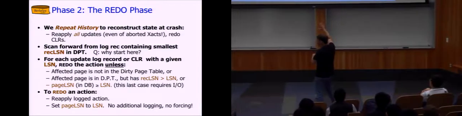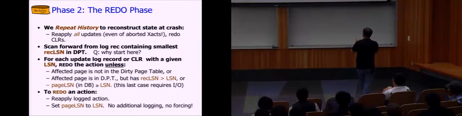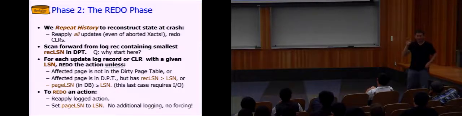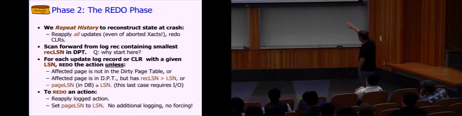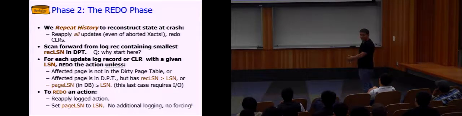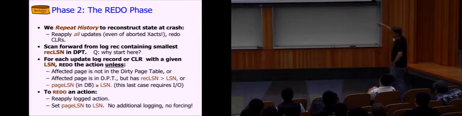Okay, so we're in redo now. You see a page that's not in the dirty page table, and you say, at checkpoint time, that page was already flushed to disk, so I don't have to redo it. Or you see something in the dirty page table that was dirty at a later time than the current log record. Again, my current log record's update had been flushed to disk at the time of checkpoint, so I don't have to worry about it. The third case is the expensive case.